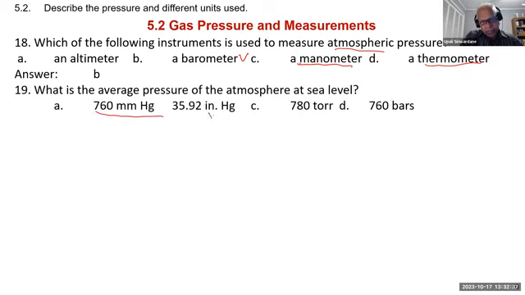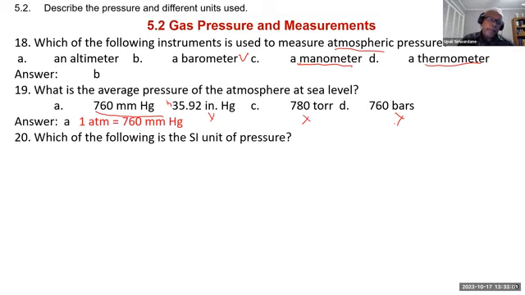This is wrong. This is the B. This is wrong. That's not 7. It has to be 760. It's not 760 bars. Only 1 atmospheric pressure at the sea level is 760 millimeter mercury.